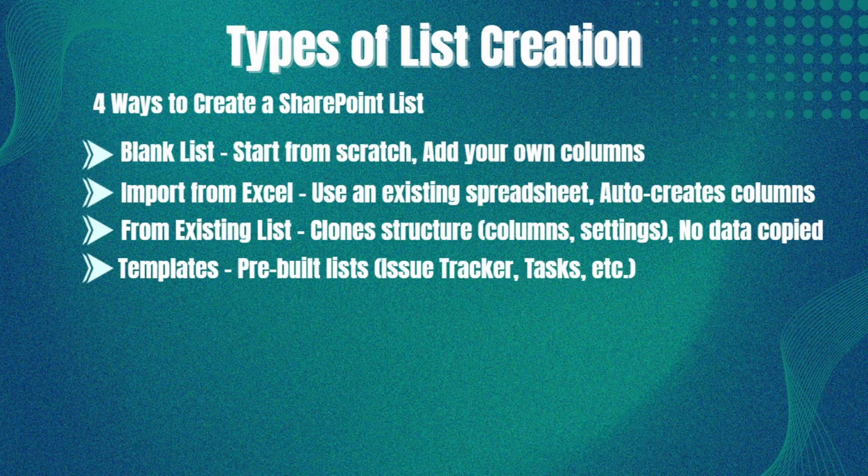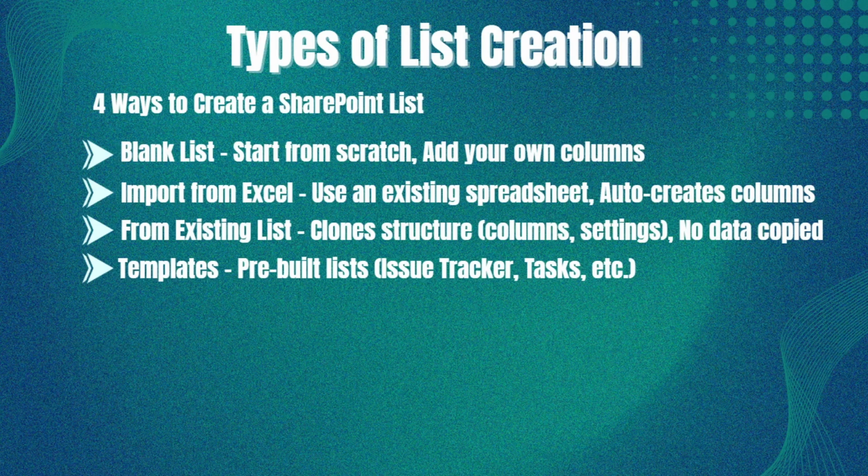SharePoint gives us multiple ways to create a list depending on what you need. Let me explain them with simple examples. First is blank list. This is like starting with a fresh Excel sheet. For example, you want a new training request list. Just create a blank list and add your own columns.